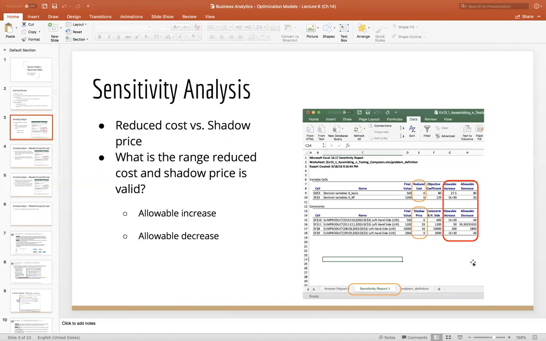So this tells you what is the range such that the decision variables that are non-zero are still going to be non-zero, and decision variables that are zero are still going to be zero. The constraints that are binding are still going to be binding, and the constraints that are not binding are still not going to be binding. Basically, it tells you almost like the tolerance around your optimization function.